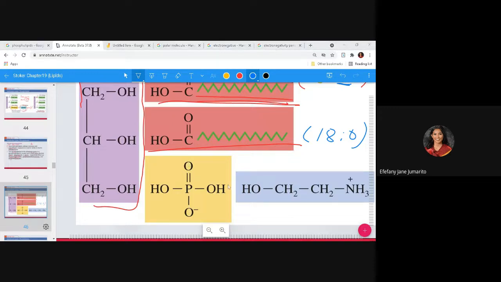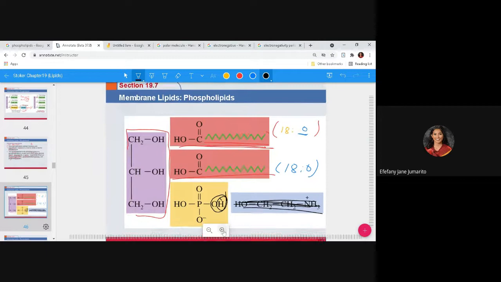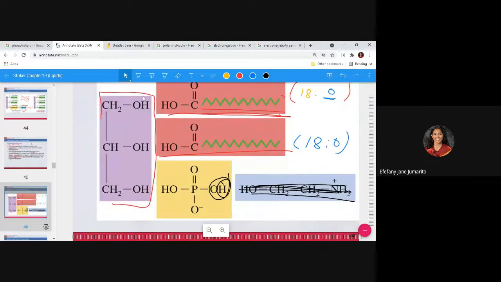Now, when we have our phosphate, without this one, this is your alcohol group. Okay, this is your alcohol group. Now, if we have this structure without the one in blue, we call this structure phosphatidyl. Okay? Phosphatidyl. I'll write that one.